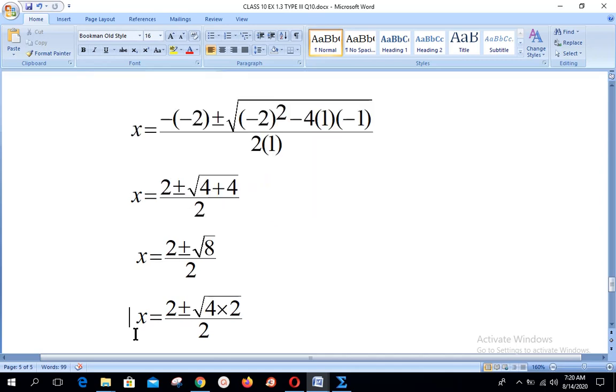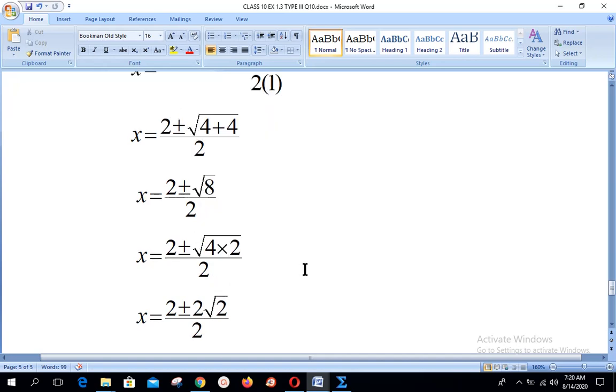Root 8 can be written as root of 4 multiplied by 2. So now this 4 can be taken out of the square root, and the square root of 4 is 2, so it will become 2 into root 2. In other words, square root of 8 is equal to 2 into root 2. So we have in the next step x is equal to 2 plus minus 2 into square root 2 over 2.